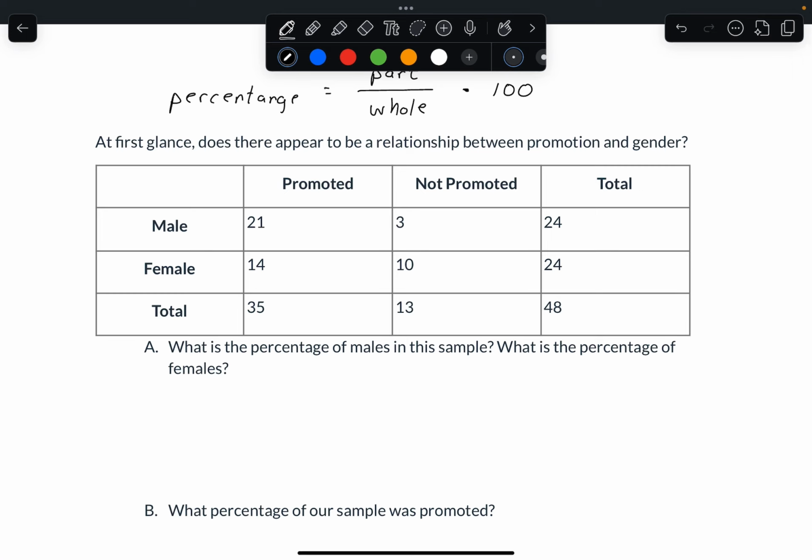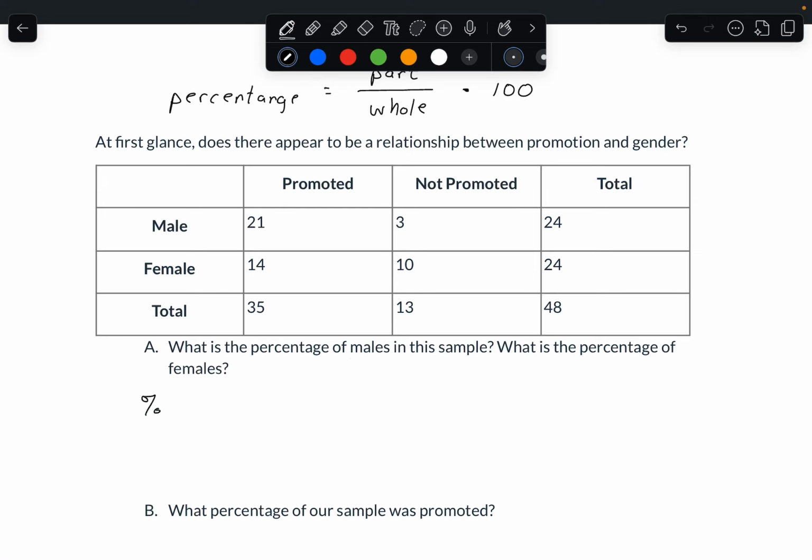So I have within this table a study performed, I think back in the 70s here, where we have a number of male files and a number of female files, and we gave them to different managers and asked them whether or not they were going to recommend them for promotion. So part A asks, what is the percentage of males in this sample? What is the percentage of females?